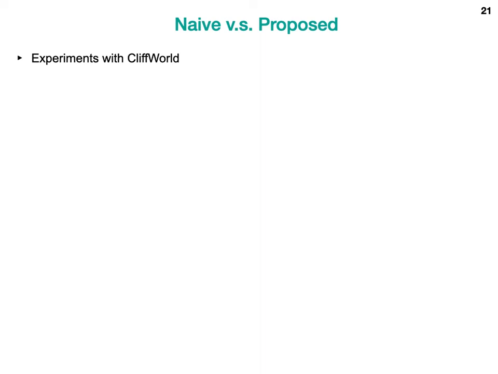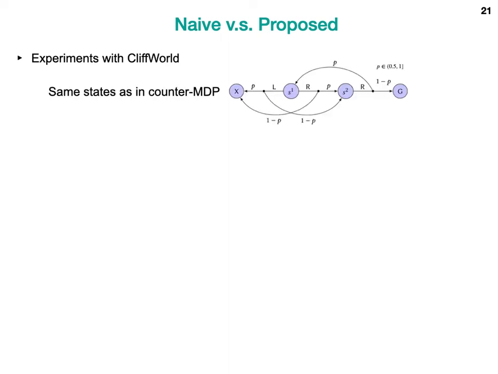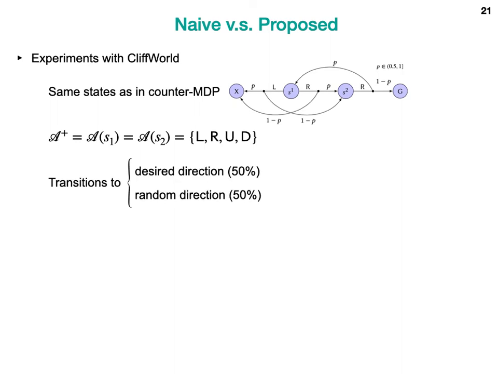Now we show the results of experiments of both naive and proposed value iterations on simple cliff worlds. Our cliff world has the same states as in the counter MDP, but is generalized by allowing actions in all possible directions. Transitions to the desired direction are made with probability 0.5, and to a random direction with the remaining 0.5 probability.